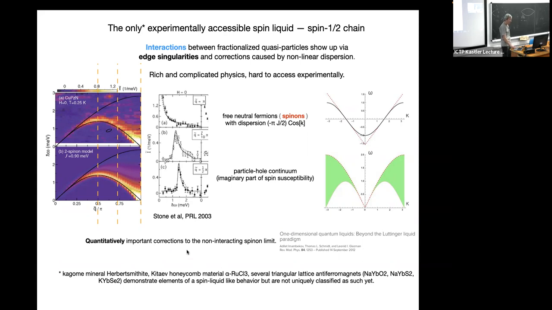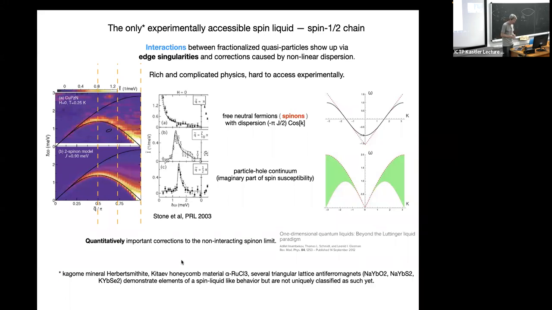So there are, of course, now Kitaev materials, which are extremely interesting, but which are the opposite limit of extremely spin-orbit coupled materials where this story doesn't apply directly. And there are some actually spin-half triangular antiferromagnets, which look extremely promising.